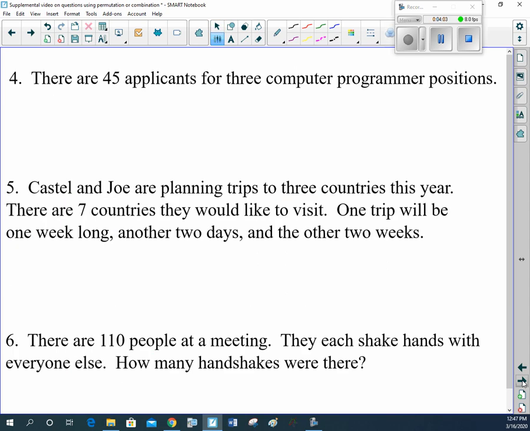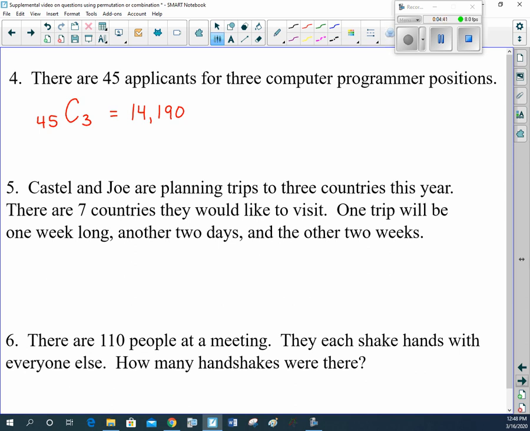Okay. There are 45 applicants for 3 computer programmer positions. There's no order here. It doesn't really matter. We just need 3 people to fill computer programmer positions. They're all the same thing. So you've got 45 applicants, it's a combination, and you need 3 of them. So how many outcomes would there be? 45 combination 3 would be 14,190.